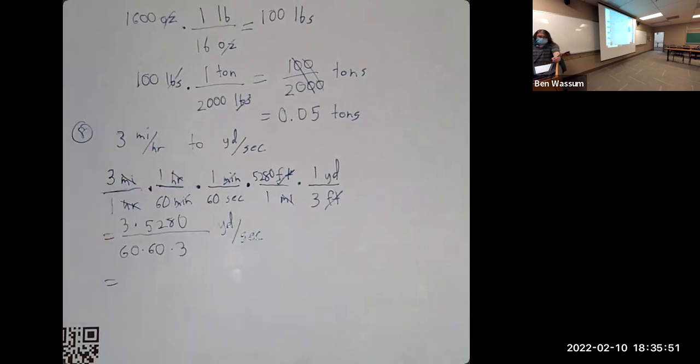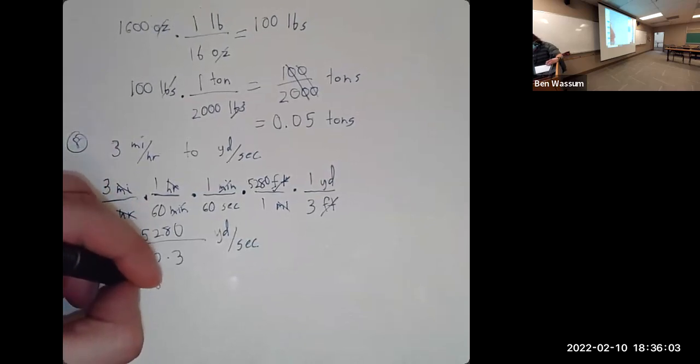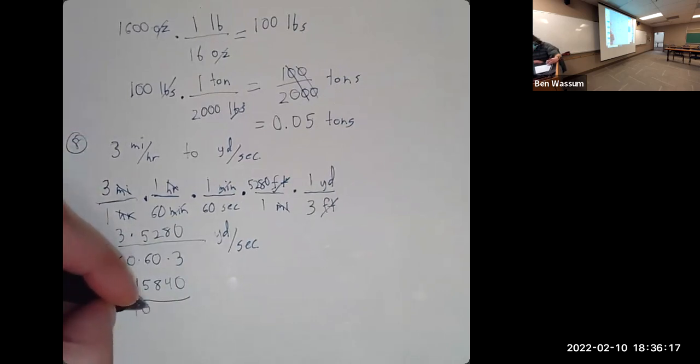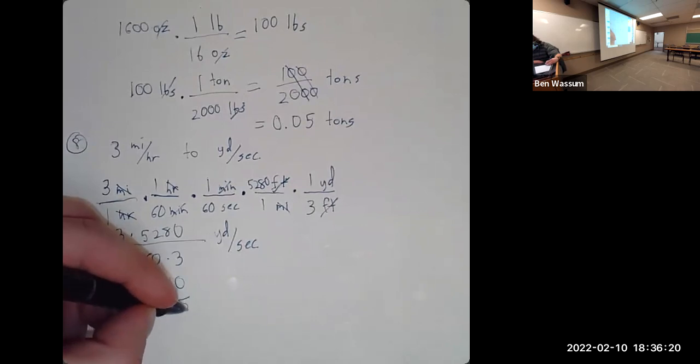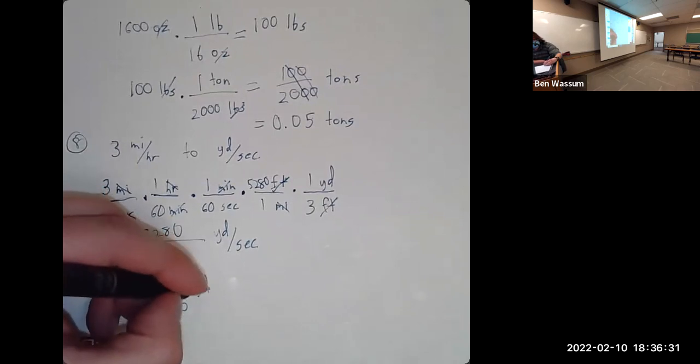So then we just figure out what this is. First, I'm going to multiply through on top and multiply through on bottom. 3 times 5280. Get a big number, but that's okay. It's just a number. Doesn't matter how many digits it's got. And we have 60 times 60 times 3 on the bottom. So we have 10,800. And again, that's in yards per second.